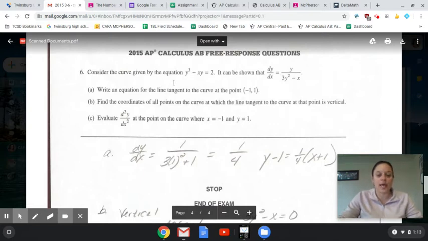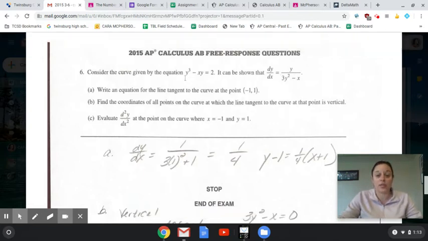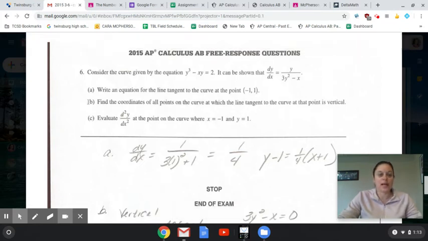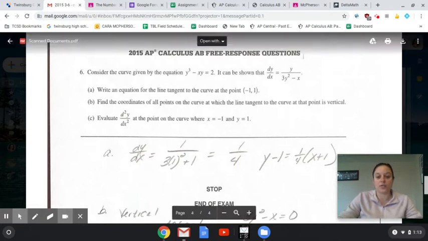They give you a derivative of an original equation, and they actually tell you what the derivative is, which is kind of interesting that they don't make you derive it implicitly. They're going to make you use the derivative instead of coming up with it on your own. So part A wants you to write an equation for a tangent line, a really common question. You need a point, which they give you, (-1, 1), and you need the slope, which can be found by plugging your point into your derivative, which they also give you. So they actually give you a lot for part A.